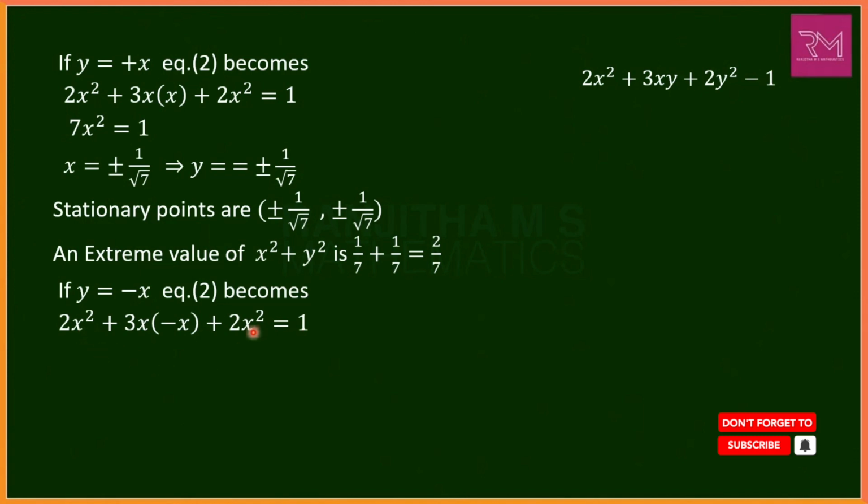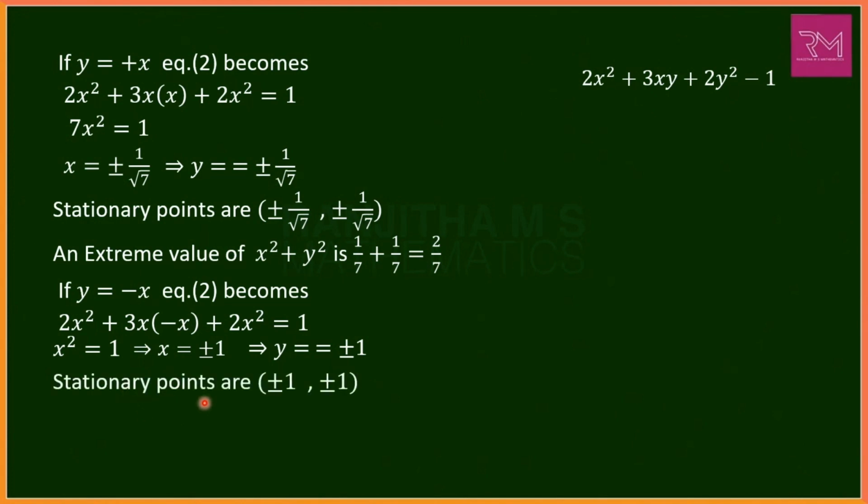Hence we get 4x square minus 3x square, we get the value as x square, which is equal to 1. Or we can take it as x is equal to plus or minus 1. Here x is equal to square root of 1, that is plus or minus 1 is the value of x. Or we can take it as y is equal to plus or minus 1. That is, if we substitute x is equal to minus y in equation 2, we get the value of y as plus or minus 1. So we can take x and y values as plus or minus 1 and plus or minus 1.